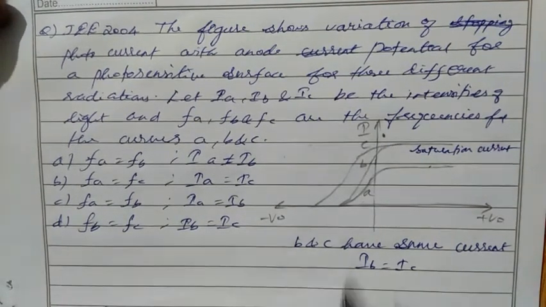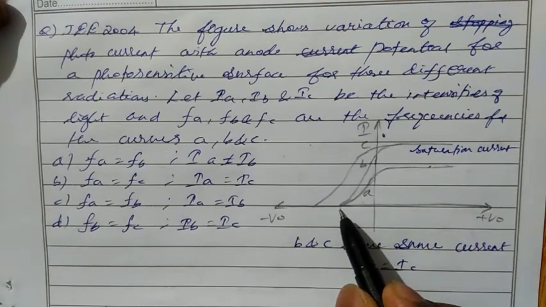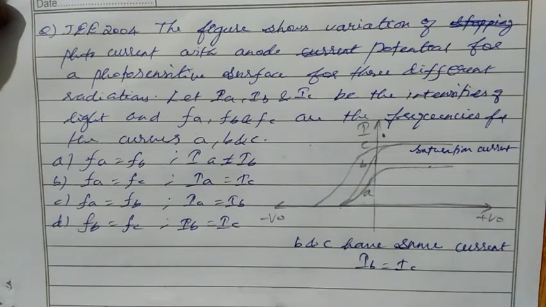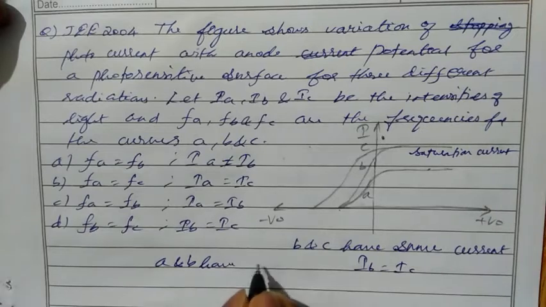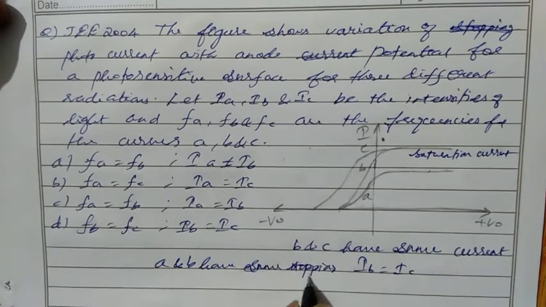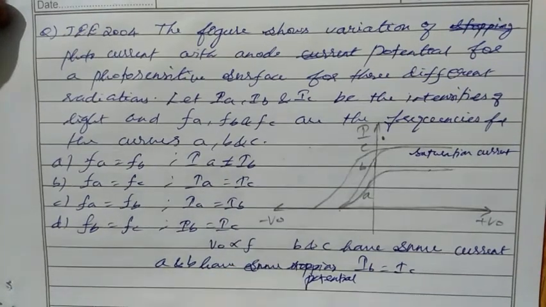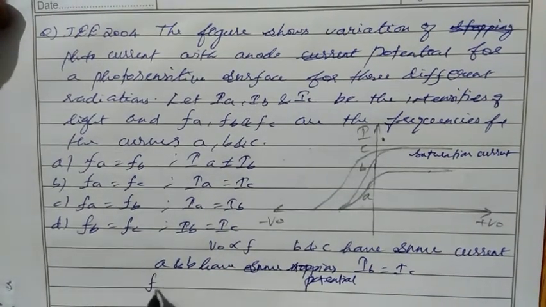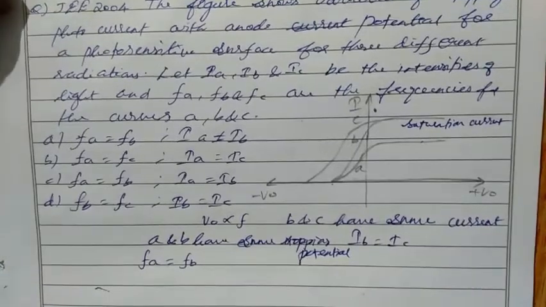Okay, then if you check the diagram, for this value the stopping potential is the same for curves A and B. So A and B have the same stopping potential, which means, we know stopping potential is directly proportional to frequency, correct? So V naught is directly proportional to frequency, which means frequency of A equals frequency of B. Okay, so we almost found the conditions.